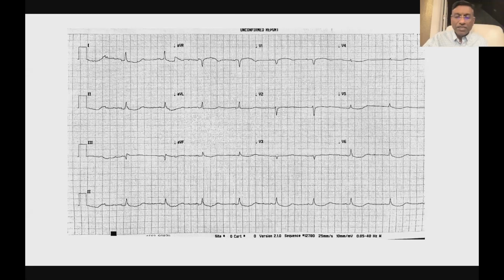Audio is a little soft. If you could speak up. Yeah. So, is it showing a sinus rhythm, sir? With, Very good. Good. Yep.